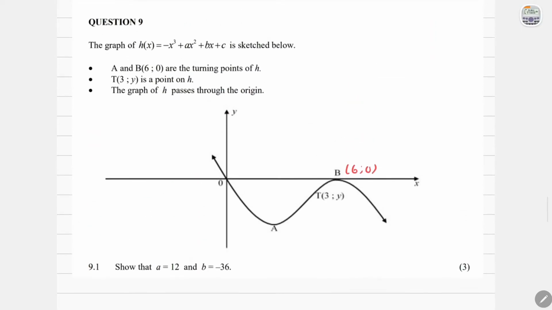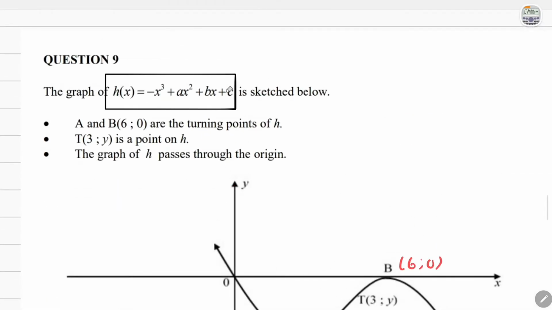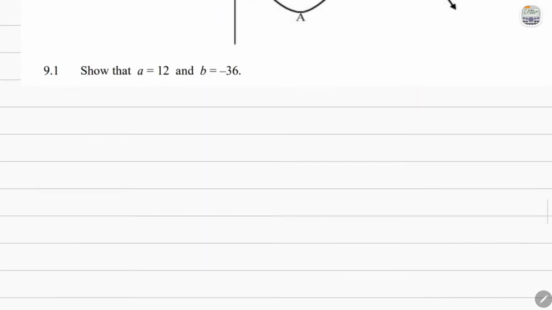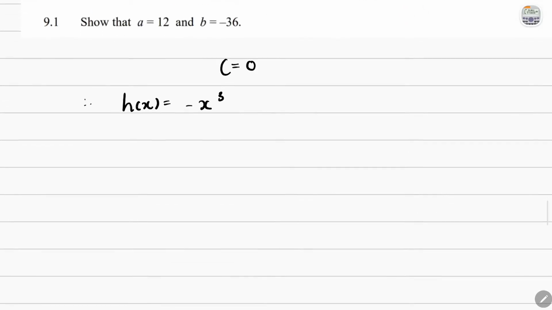Okay, so the equation we have, you can see that we have a, b, and c. But we know that this is the origin and the graph passes the origin, meaning that c, that y-intercept, is equal to 0. That is the y-intercept over there. So we can just state that first. C is equal to 0. And so our equation is now h of x is equal to negative x cubed plus ax squared plus bx.